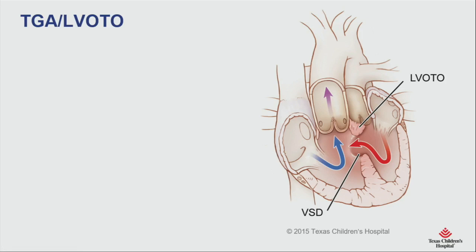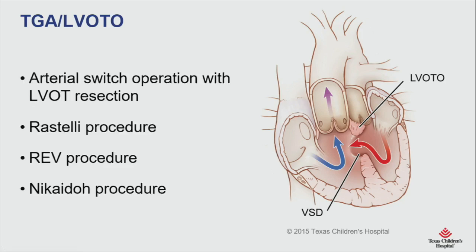Another consideration is when we have left ventricular outflow tract obstruction. This makes it a very complicated procedure. The options are four in general. The first option is to still do an arterial switch operation, and then resect that piece of muscle or whatever is causing the left ventricular outflow tract obstruction.